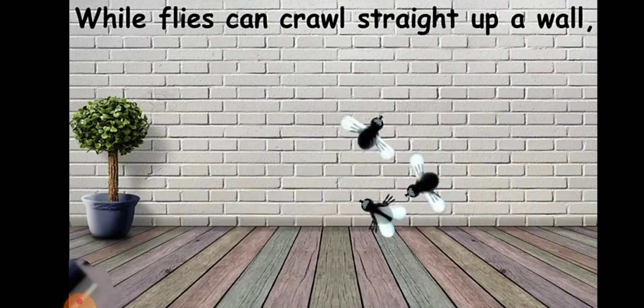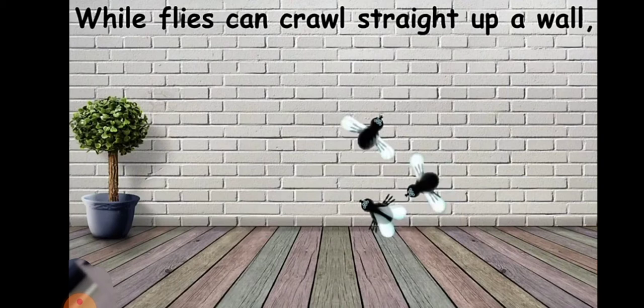While flies can crawl straight up a wall. Here in this image you can see flies are insects and they can crawl. Crawl, that means walking slowly, very slowly, straight up a wall. That means flies can even crawl, or you can say walk slowly, even on a wall.